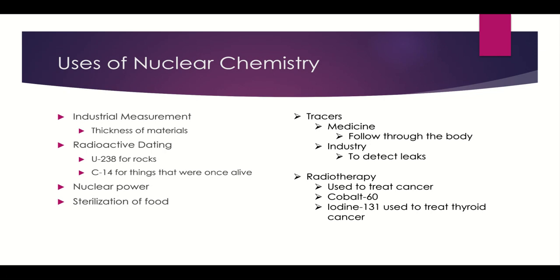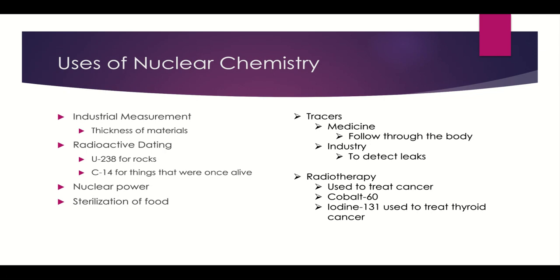Nuclear chemistry is also good in nuclear power. We have nuclear power plants that provide electricity to many people. Sterilization of food, killing bacteria, things like that. Very big in the medical industry, as tracers, where we can follow the radiation emission through the body. And in a similar way, we use them in pipes and industry to detect leaks. In radiotherapy, they're used to treat cancer. Cobalt 60 is a very common one. Iodine 131 is used to treat thyroid cancer.